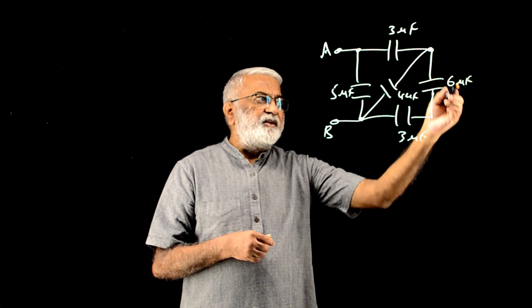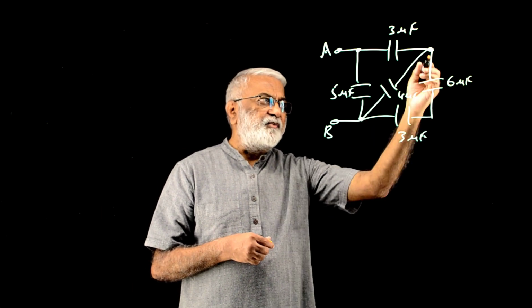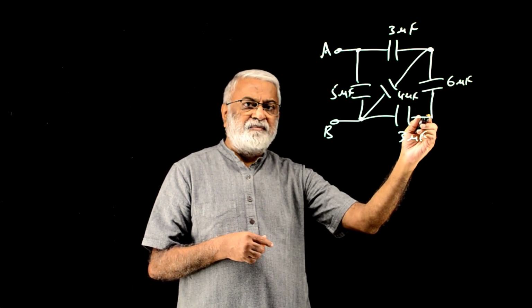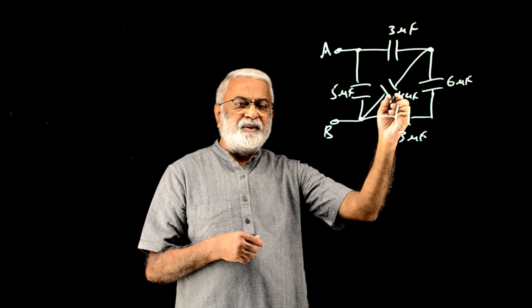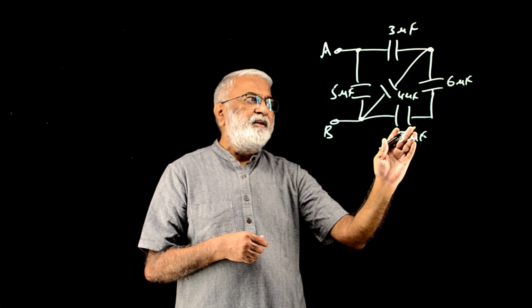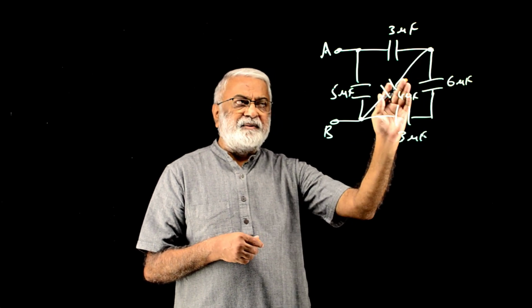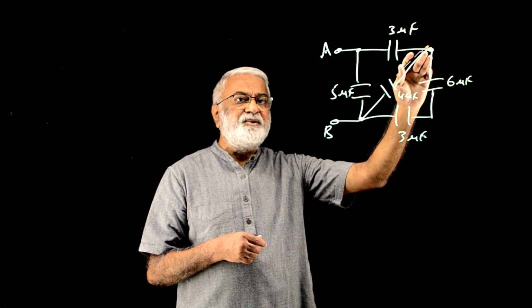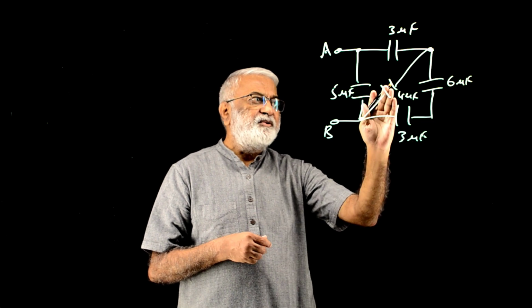So we can simplify this. This is a series branch, so this will be 2 microfarad. That's in parallel with 4 microfarad. That will be 6 microfarad. So we can replace all the 3 and have a 6 microfarad there. And that 6 and this 3 will be in series. So this is all gone to a 6 microfarad there.